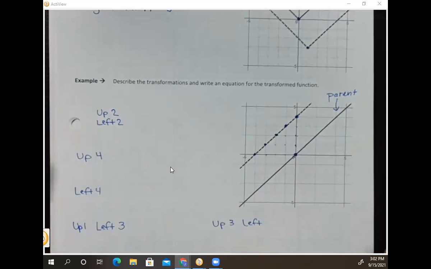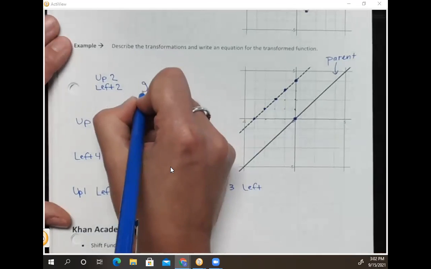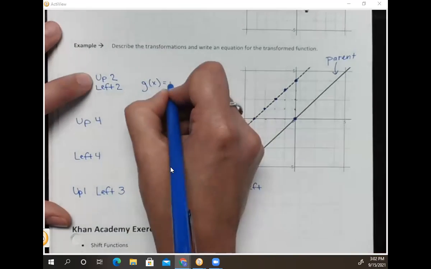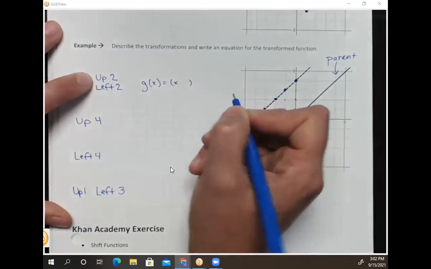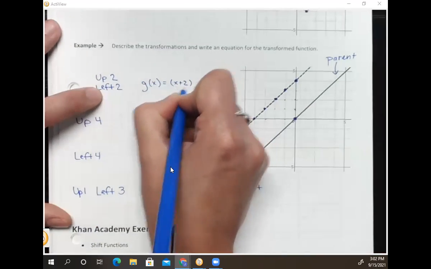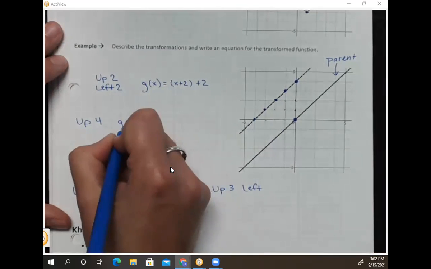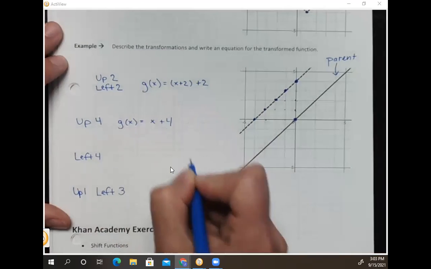So let's take a look at what these functions would look like. So up 2, left 2. That would be, remember, this is a linear function. So I'm going to use parentheses just to group the left, right in with x. So left 2 would be +2. Up 2 would be +2. Up 4 means I would have x with a +4 at the end.